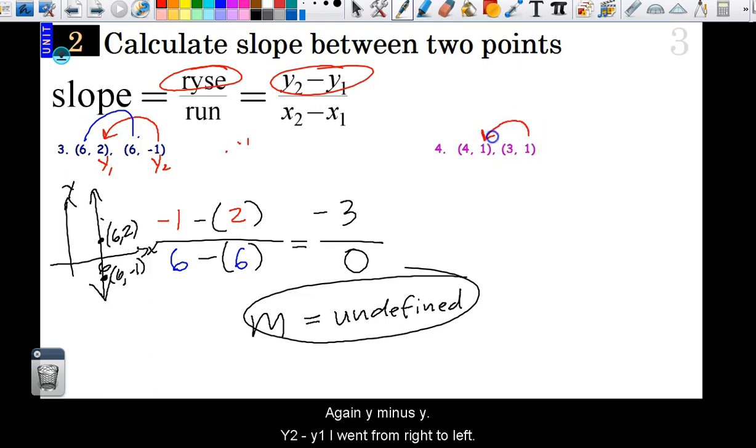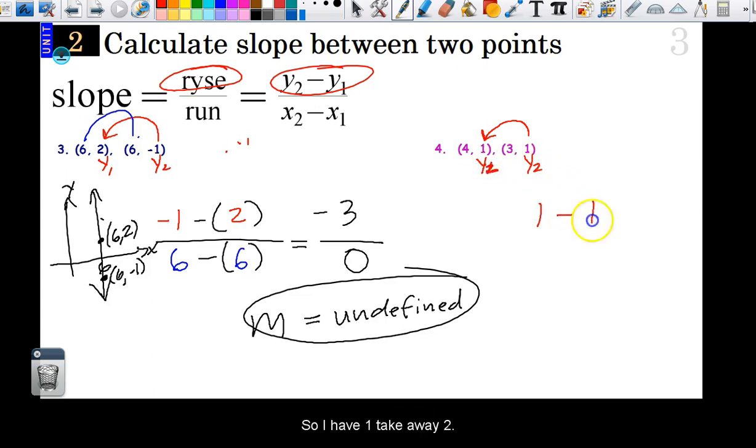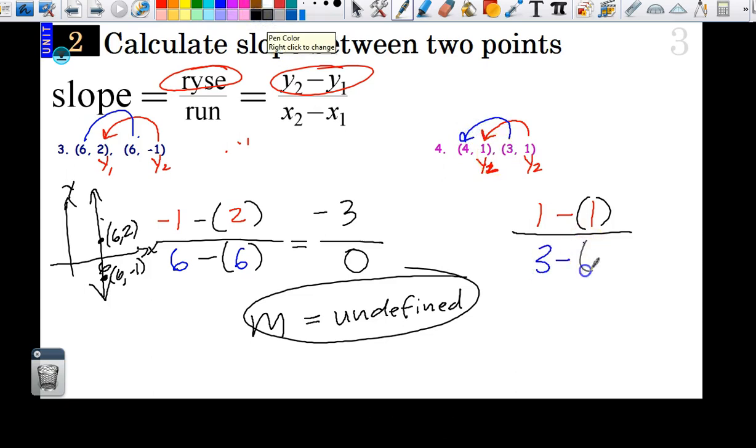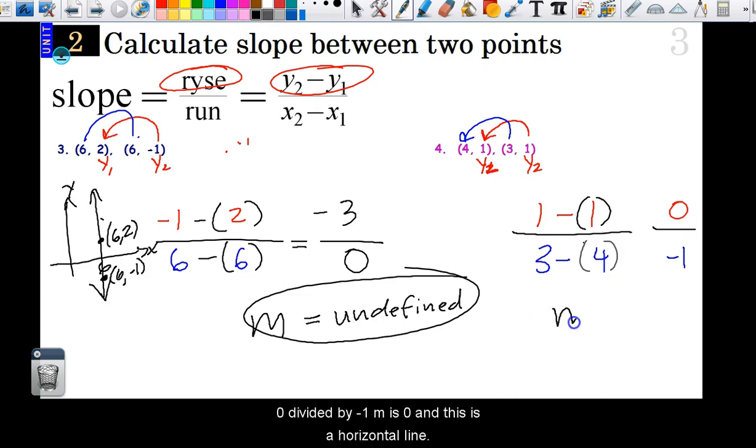Again, y2 minus y1, and I went from right to left. Sorry. So I'd have 1 take away 1 divided by 3 take away 4. Again, I'm going to use the framework. And on this example, 3 minus 4 is -1, and in the numerator, 1 minus 1, 0. And 0 divided by -1, m is 0, and this is a horizontal line.